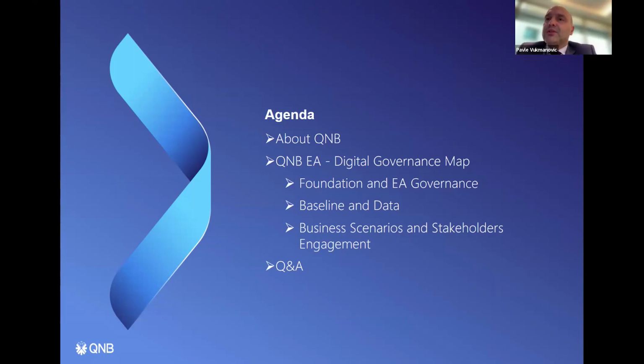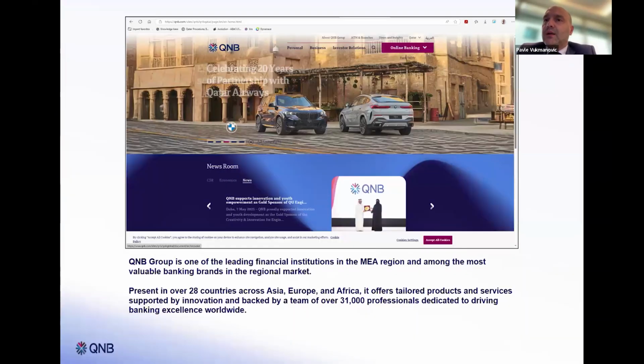QNB was established in 1964 as the first Qatari bank. By the way, all the information which I will be giving you, you cannot find on the slide. I will just provide you key information. So QNB at the moment has operations in 28 countries, mainly in Europe, Asia, and GCC. In GCC, we have 12 countries where we have operations. In Africa, we have 7. In Asia, we have 5. And in Europe, we have 4.